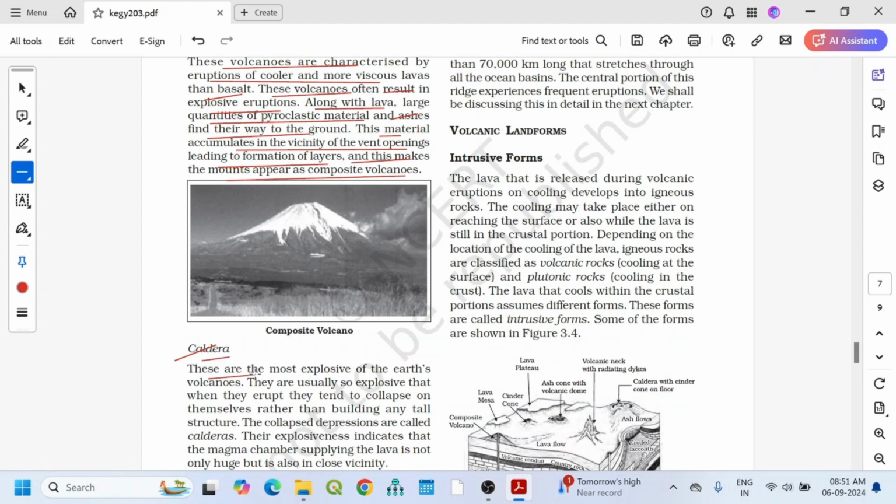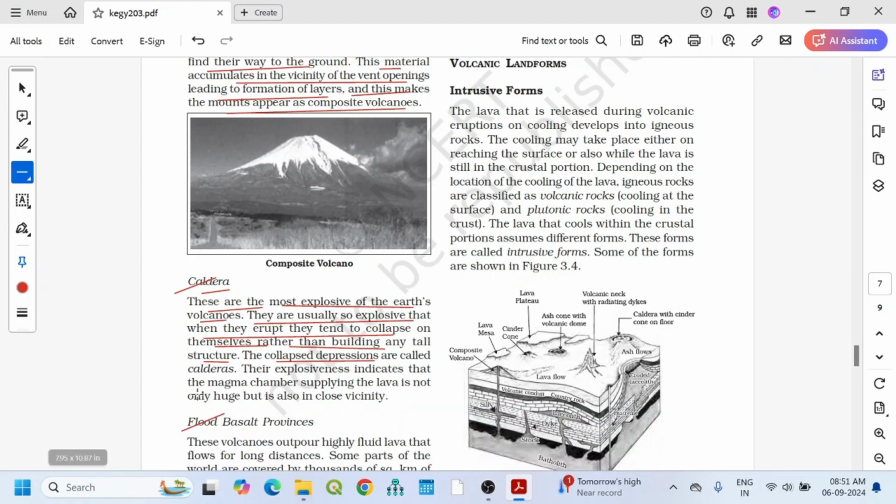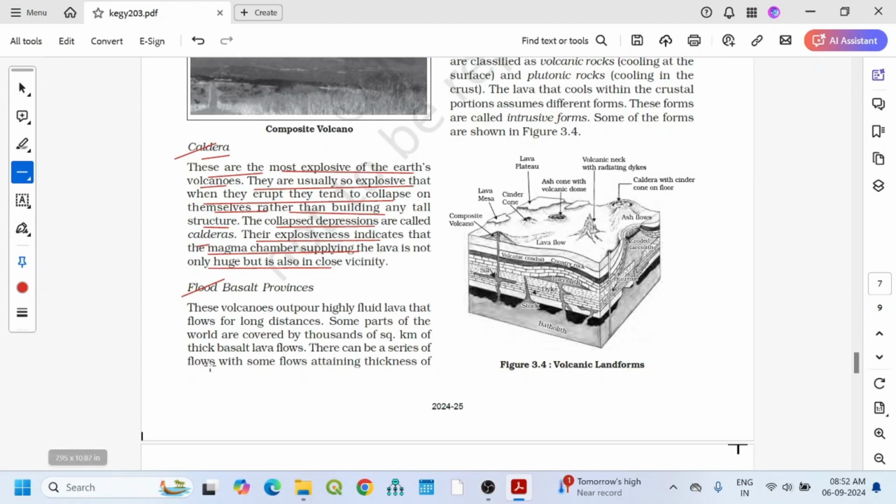Then caldera. These are the most explosive of the Earth's volcanoes. They are usually so explosive that when they erupt, they tend to collapse on themselves rather than building any tall structure. The collapsed depressions are called calderas. Their explosiveness indicates that the magma chamber supplying the lava is not only huge but also in close vicinity.